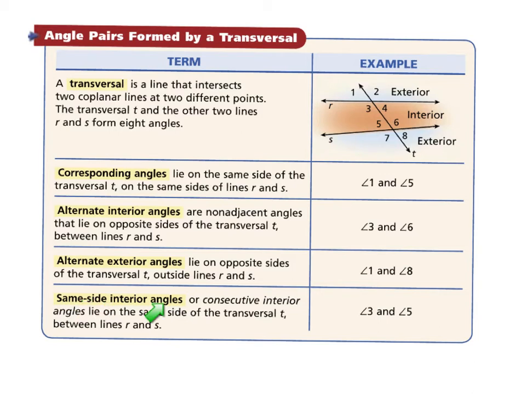Same side interior angles, or consecutive interior angles, lie on the same side of the transversal T between lines R and S. So they're just not on the opposite side. So 3 and 5 are same side interior, and 4 and 6 are same side interior.